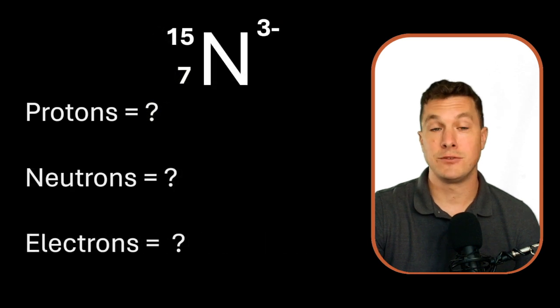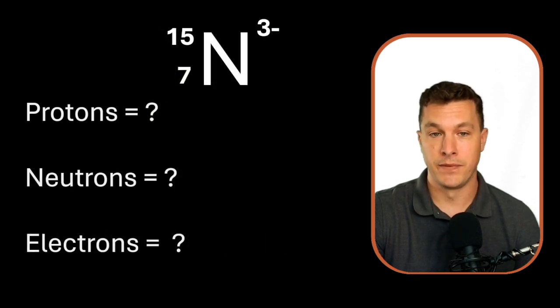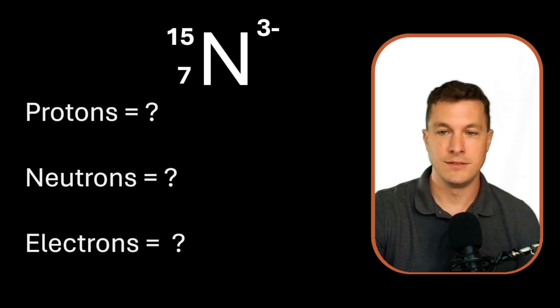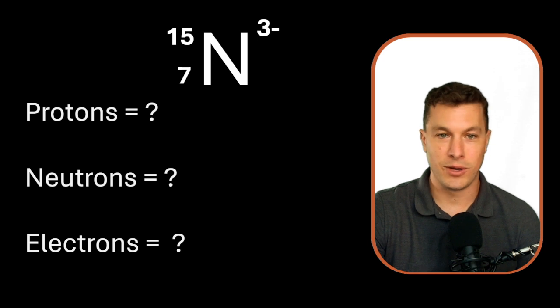All right, let's practice with nitrogen 15. You know what? Pause the video, give it a try. See if you can figure out how many protons, neutrons, and electrons there are. Then resume it. I'll tell you the answers. I'll just do it for you. Okay. Did you do it? I doubt it. I bet you didn't do it.